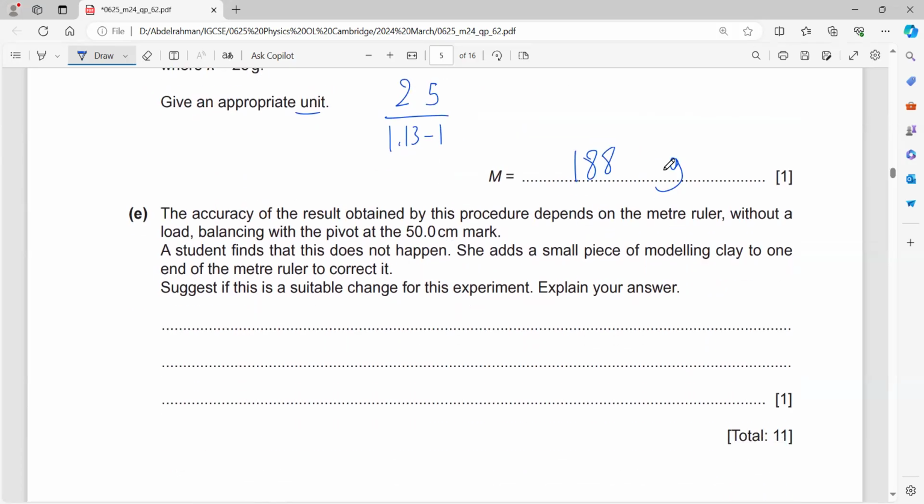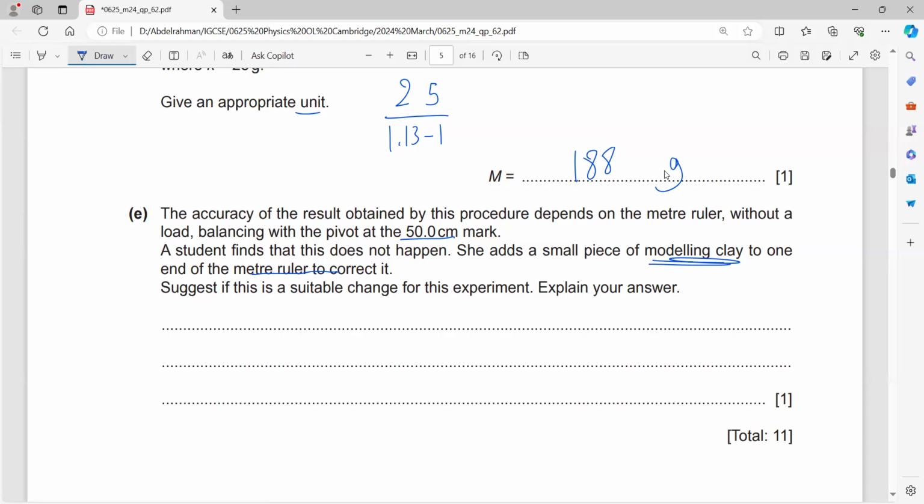The accuracy of the result obtained by this procedure depends on the meter ruler without a load balancing with the pivot at the 50 centimeter mark. As she finds that this does not happen, she adds a piece of modeling clay to one end of the meter ruler to correct it. Suggest if this is a suitable change for this experiment and explain your answer.